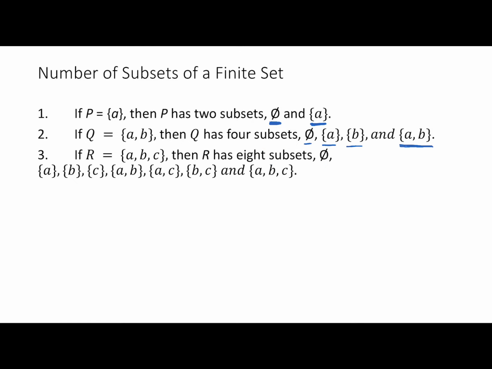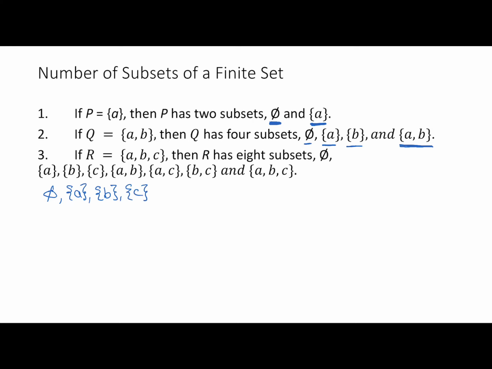All right, what if I have 3 elements in my set? So R is the set ABC. How many subsets does R have? Now I've listed them all here in front of you. Let me tell you how I thought through this. I'm going to always start by listing the empty set, and then I want to list all the 1 element subsets. So I get 1 element subsets for every element of my set R.